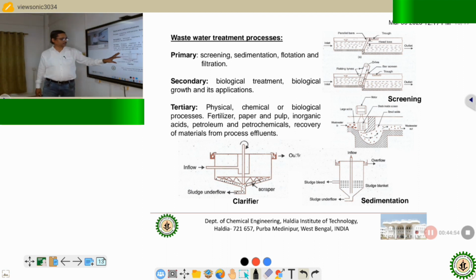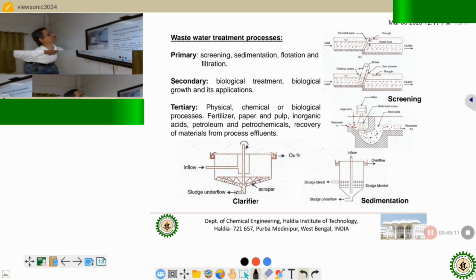And there are also some clarifiers. The clarifier is rotating so that the scrapers act on it. Whatever sludge is coming out, being deposited at the bottom, will be taken out easily with time. So secondary is some biological treatment.